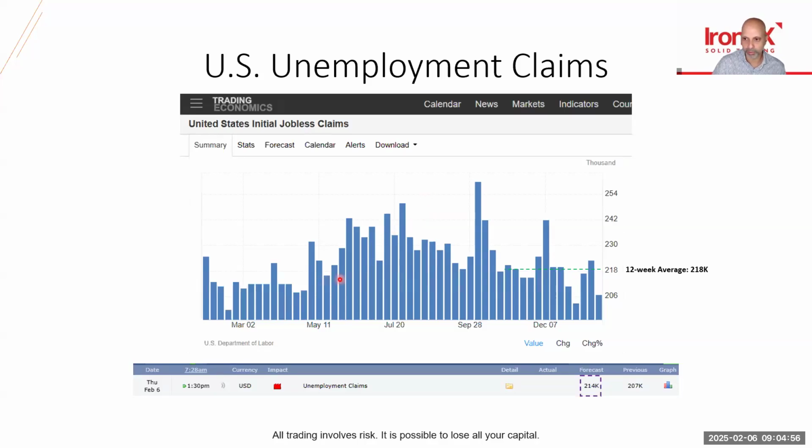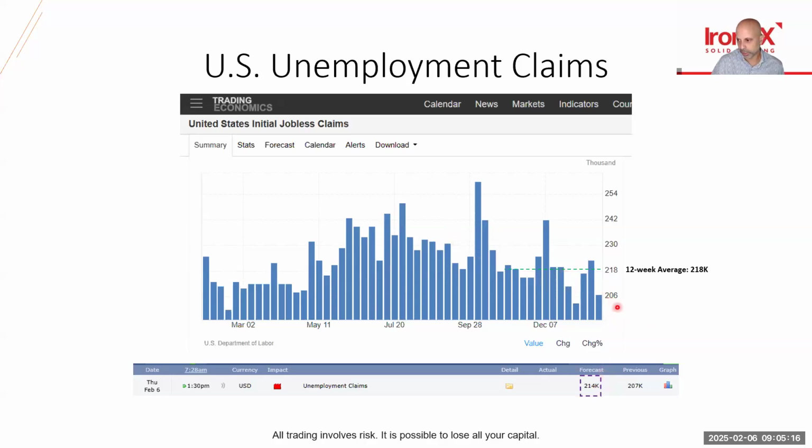So the more claims that we have, obviously the trajectory of claims climbing higher, it signals a weakening labor market. And on the flip side, as what we see from September to now, declining claims signal some stability in the labor market. So with claims continuing to trend lower, this is usually bullish for the US dollar.